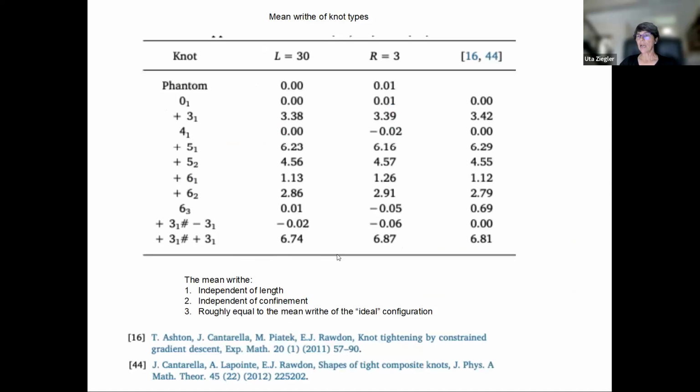And then some people have pointed out that the values we have here for the Reith are actually somewhat similar to the Reith of an ideal configuration, which I think is the rope length minimizing configuration. They're not exactly the same, but they're surprisingly close to what the ideal configuration shows.